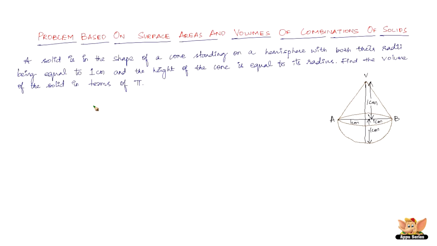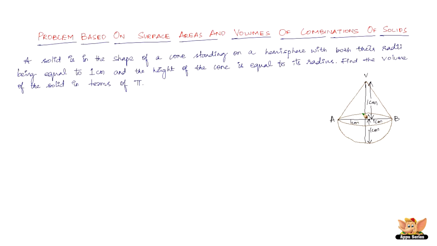In this video, let us continue to solve problems based on surface areas and volumes of combinations of solids. Here we've got a cone and a hemisphere. The question is this: the solid is in the shape of a cone standing on a hemisphere, with both the radii being equal to 1 centimeter.